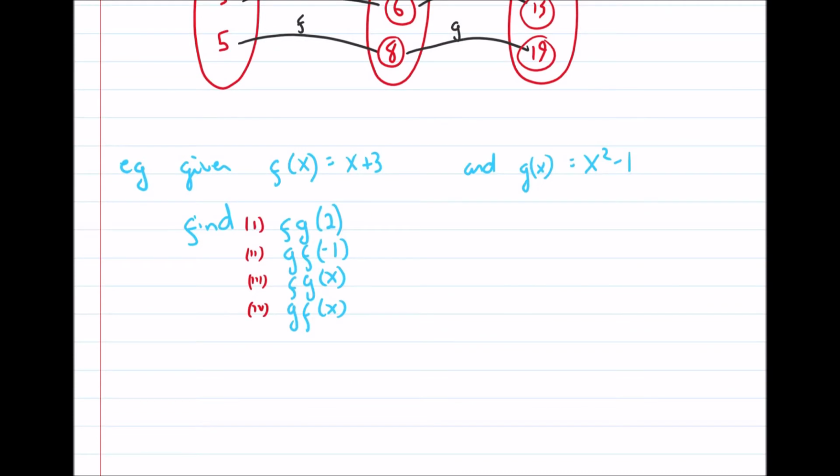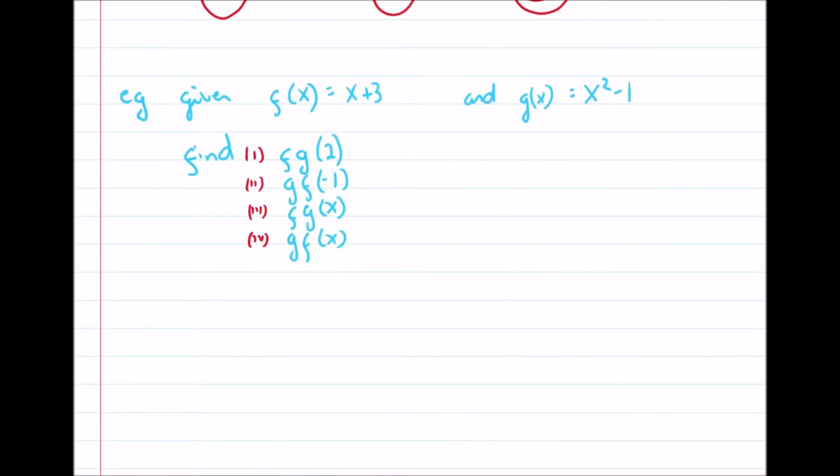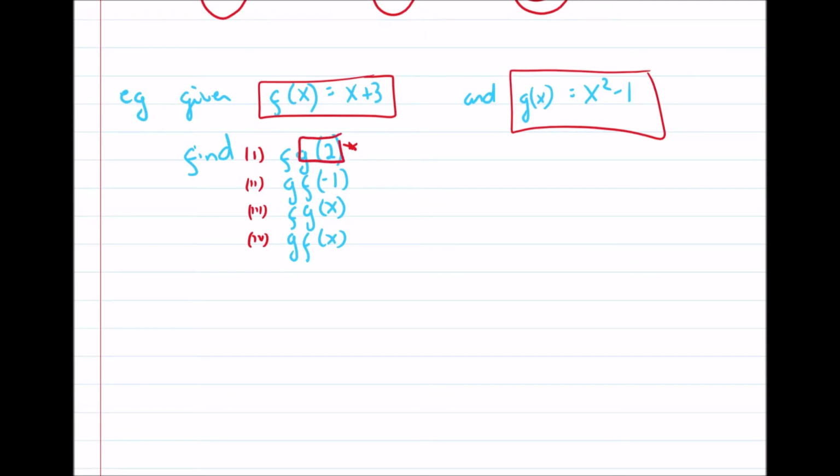Well, let's look at this question here. So we have a first function f of x, which is x plus 3, and we have our second function g of x, which is x squared minus 1. First one, we want to find out what f of g of 2 is. So here's what we do first. We get g of 2. So basically, the function that's nearest the number, we find that first. Okay, that's the only mistake you'll make here. So the first step is find out what g of 2 is.